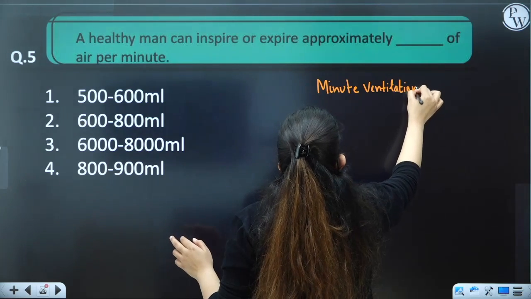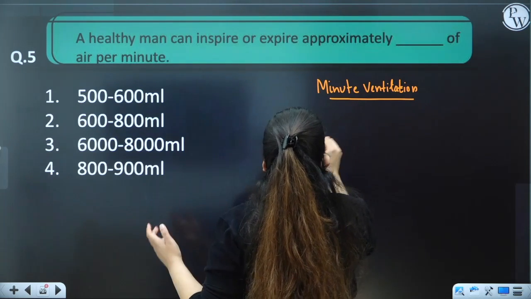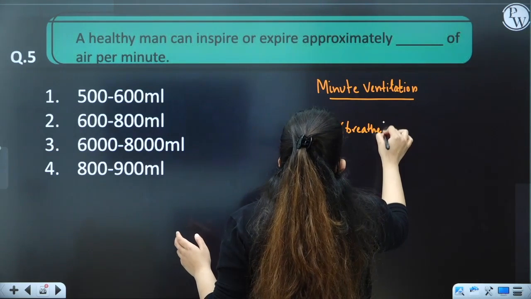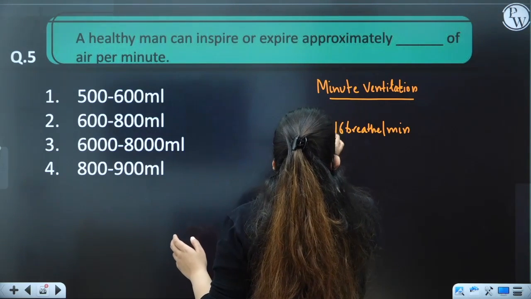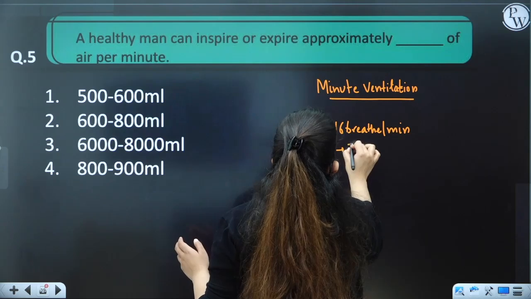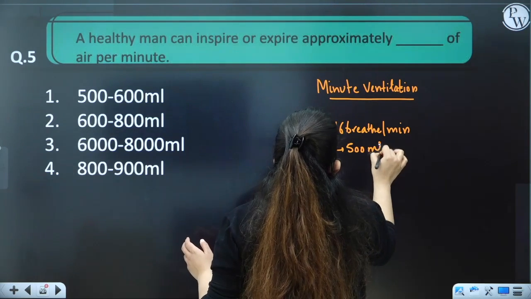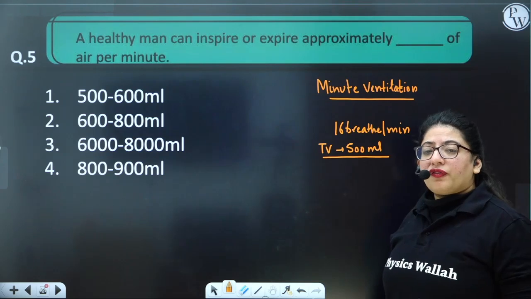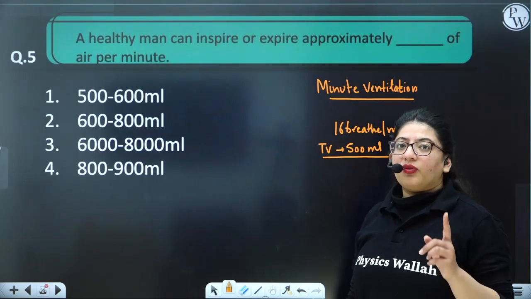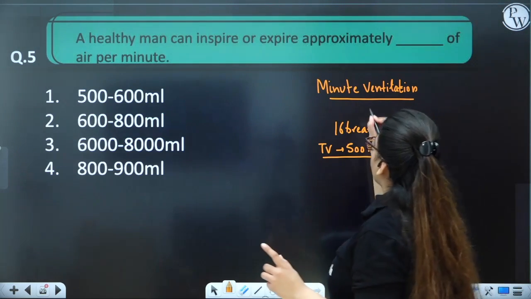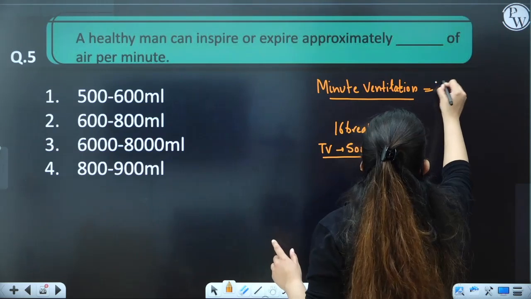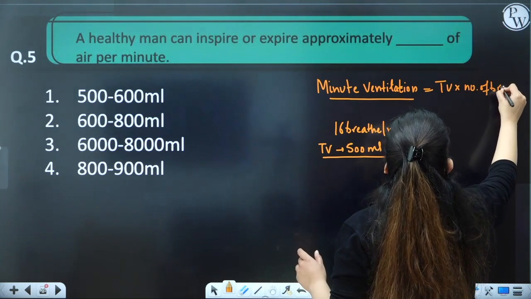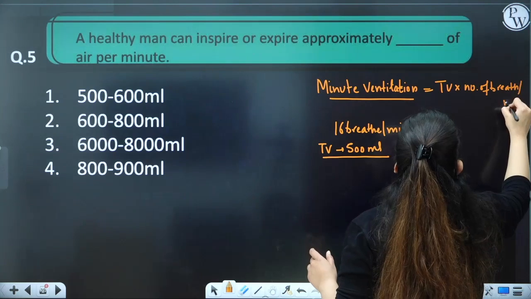If I say the respiratory rate of a person is 16 breaths per minute, that we have already discussed, and we say normally the person breathes around 500 ml of air, right? This is tidal volume. So how much volume of air you are taking in or out in 1 minute? And that is your minute ventilation. So the formula is tidal volume into number of breaths per minute. That is your minute ventilation.